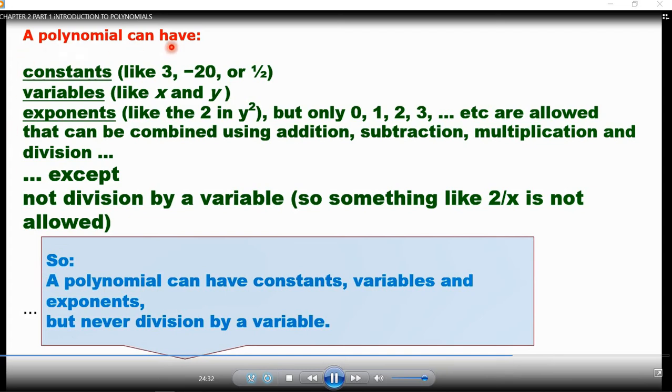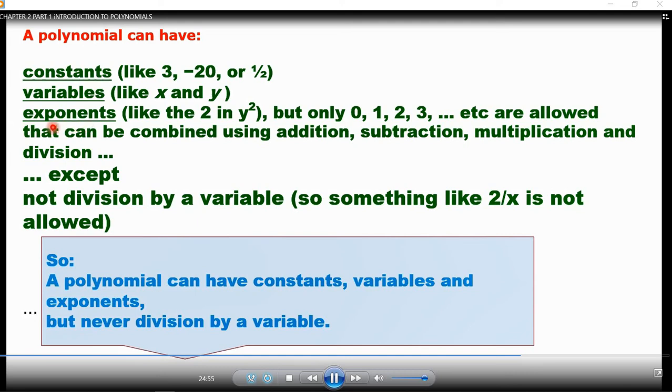So let us summarize again what a polynomial can have. It can have constants. In constants, fractions are allowed. In constants, negative integers are allowed. Everything is allowed in constants. It can have variables. The variables can be x, y, but they should be small letters.